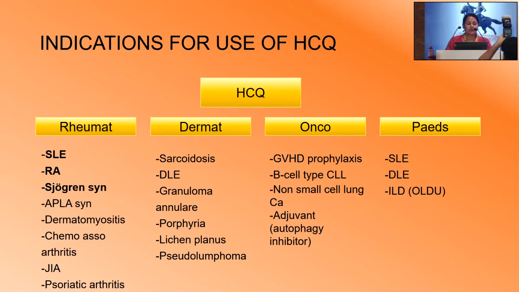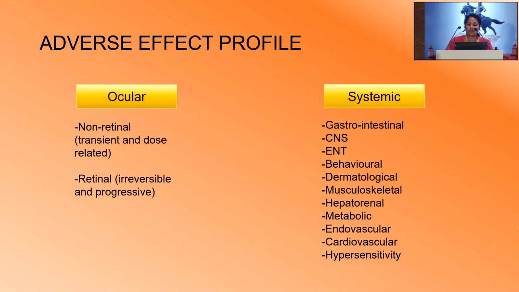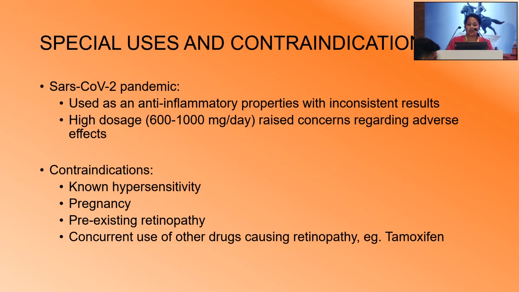It is widely used in rheumatological practice, with systemic lupus erythematosus, rheumatoid arthritis, and Sjogren's syndrome being the commonest indications. The drug is also used in various dermatological, oncological, and pediatric conditions. The drug was also experimented with during the research for effective treatment for the COVID-19 pandemic. The effect was found to be inconsistent, and a requirement of a dose which was much higher than routine raised concerns regarding potential early onset adverse effects in the future.